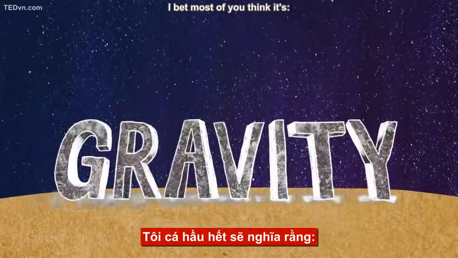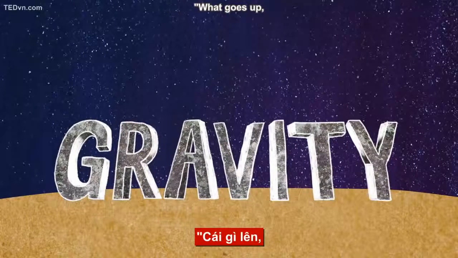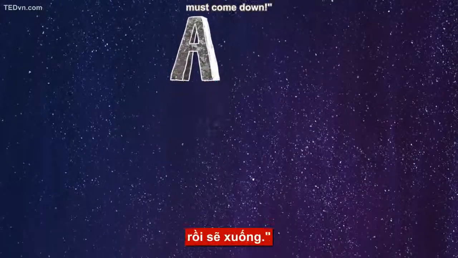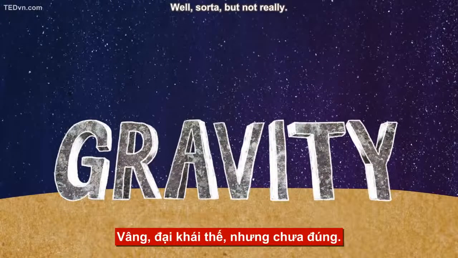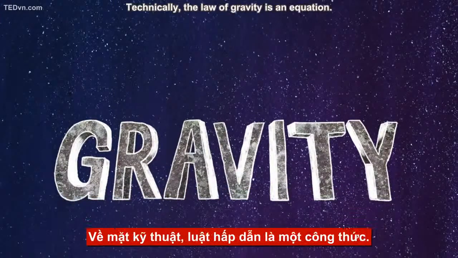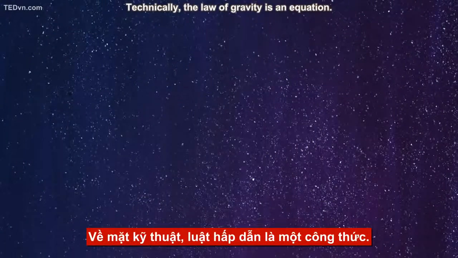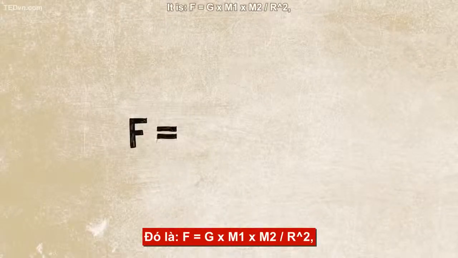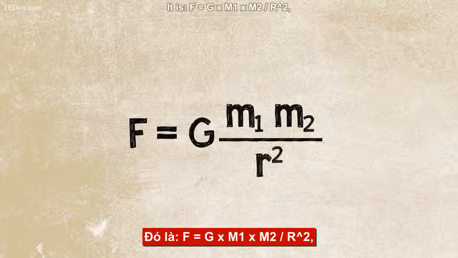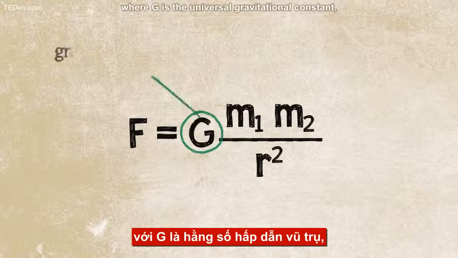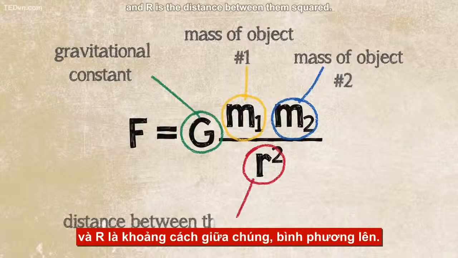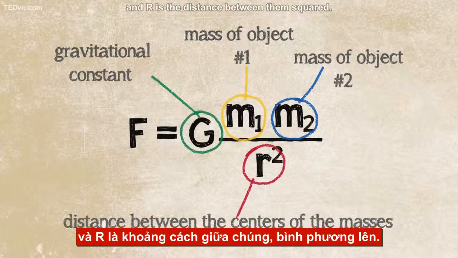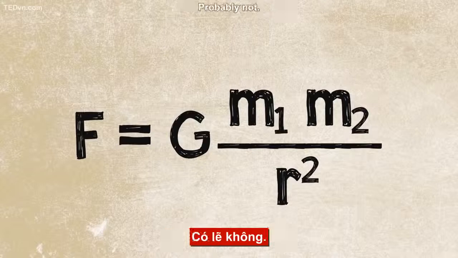Gravity? I'll bet most of you think it's "what goes up must come down." Is that right? Well, sorta, but not really. Technically, the law of gravity is an equation. It is F equals G times M1 times M2 divided by R squared, where G is the universal gravitational constant, M1 and M2 are the masses of the two objects, and R is the distance between them, squared. That was easy, right? Probably not.